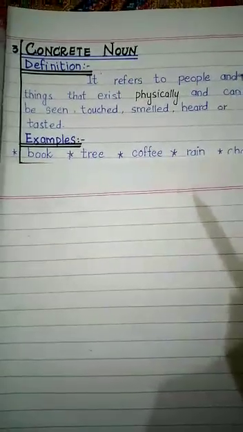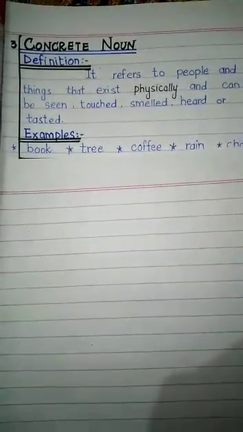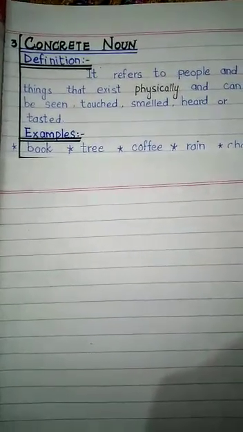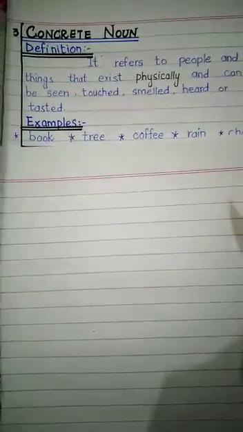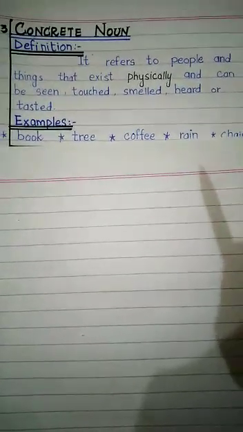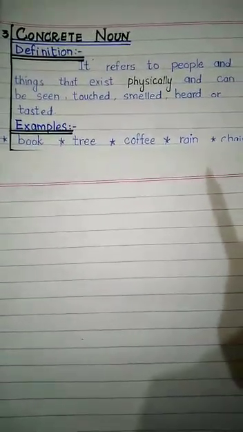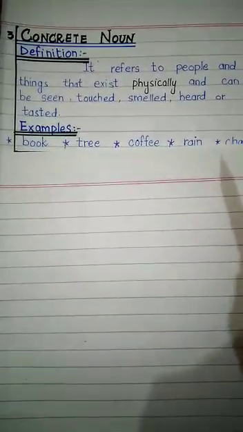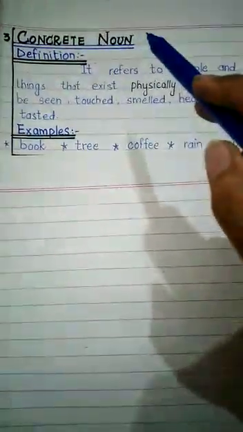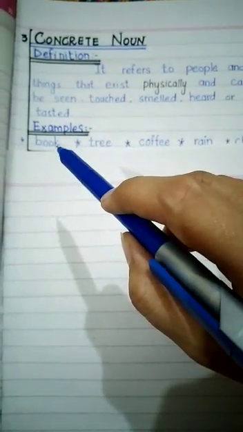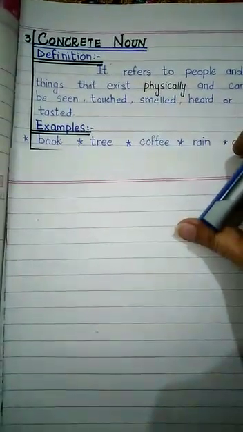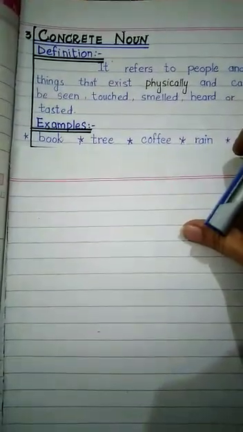Things which you can only imagine, you can only hear, or anything that you cannot see, that is not a concrete noun. Things which physically exist, which you can see by your own self, which you can touch, smell, they are called the concrete nouns. Now here the example is book. A book is a concrete noun, which you can touch, which you can see by yourself, right?